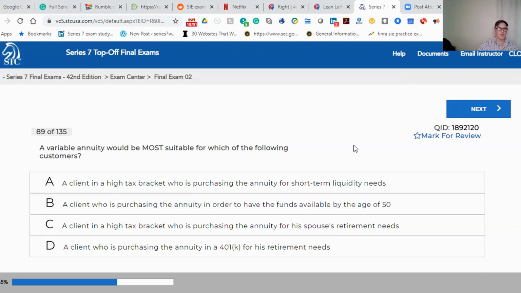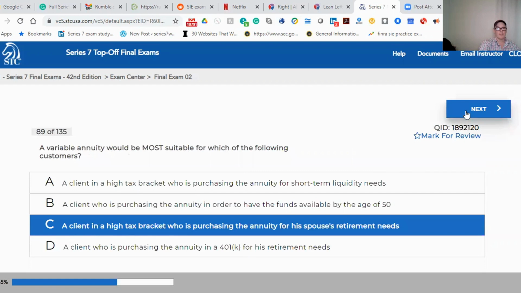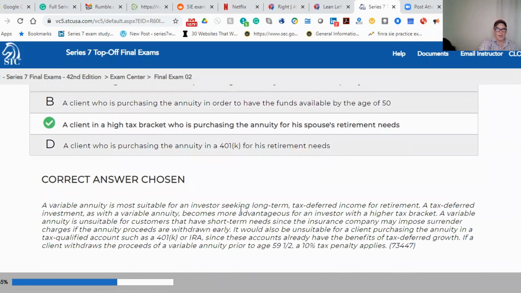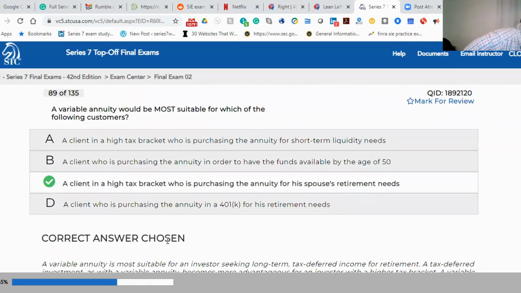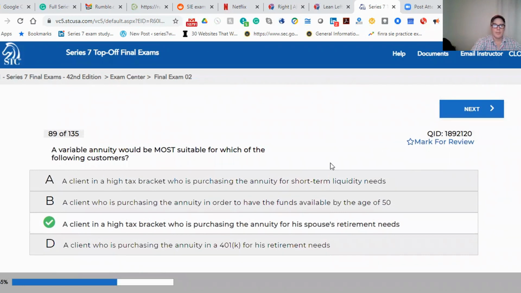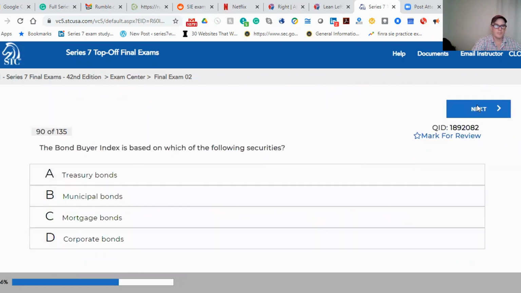A client who is in a high tax bracket who's purchasing an annuity for a spouse's retirement needs. That could be true. A client who's purchasing an annuity in a 401k for his retirement needs. Now, I have a problem with that one. I think you can do that, but I'm going to go with C just to be wrong. The reason I'm saying the 401k is that you can't actually pick specific securities in a 401k. And the 401k already has tax-deferred benefits, so why would you do that? And remember, annuities are for retirement.